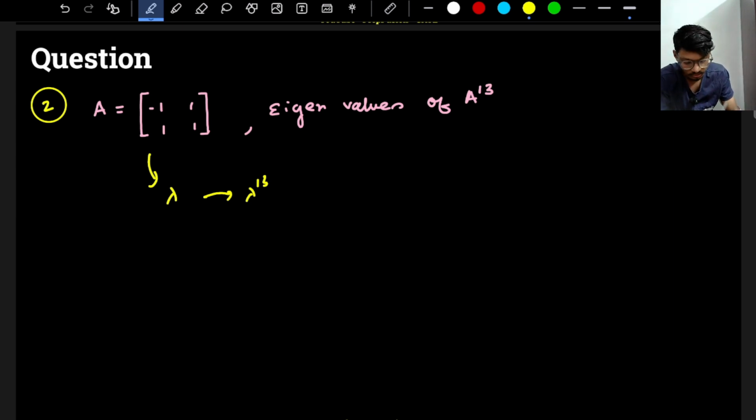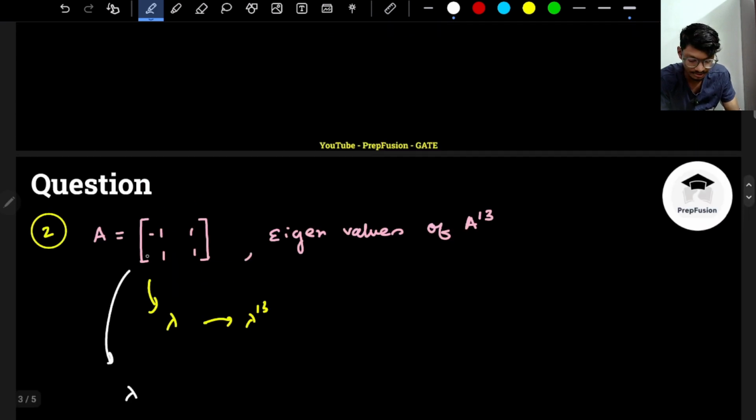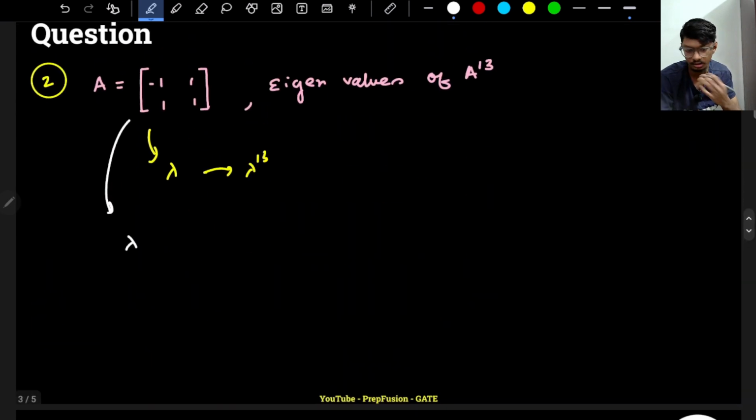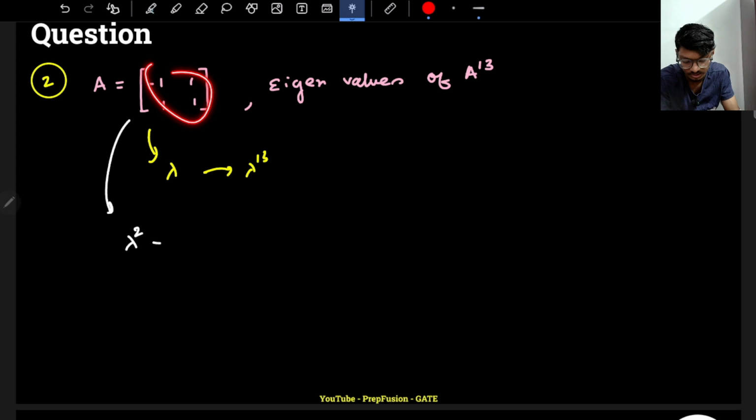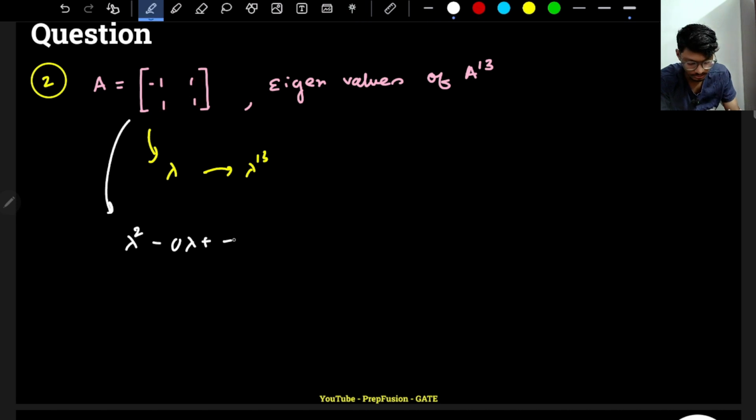So how do you calculate the eigenvalues? Simply using the characteristic equation. This is a 2 cross 2 matrix, so it will be a second order characteristic equation. It will be lambda square minus trace of A into lambda plus determinant of A. The trace is simply 0, and the determinant is minus 1 minus 1, so it will be minus 2 equals 0. So lambda square will be simply 2, or lambda will be plus minus under root 2. But we have to find the eigenvalues of A raised to power 13.